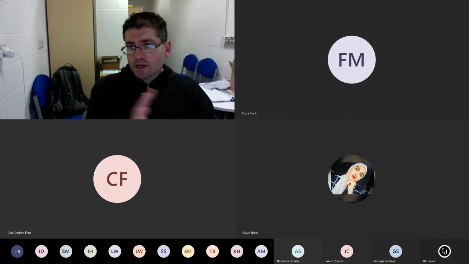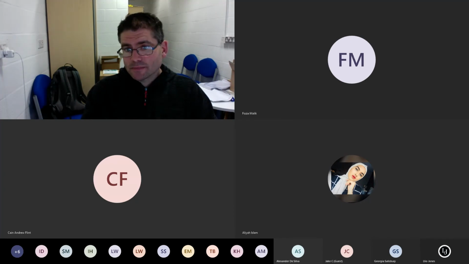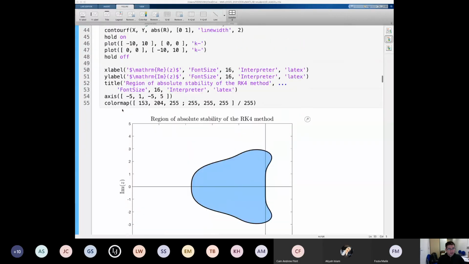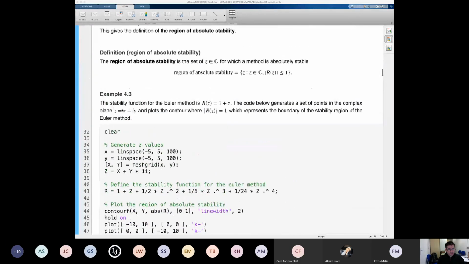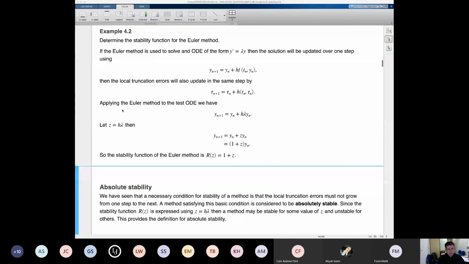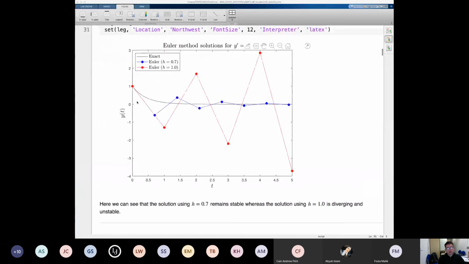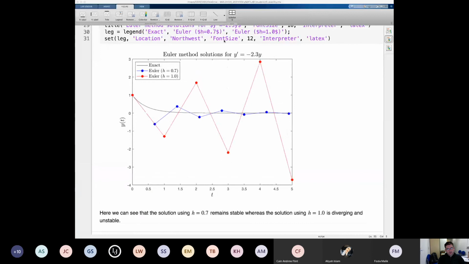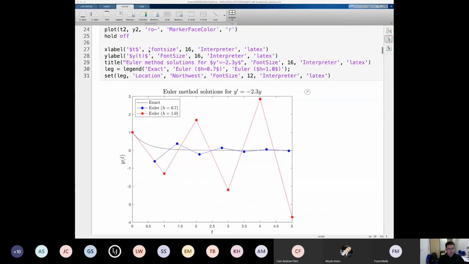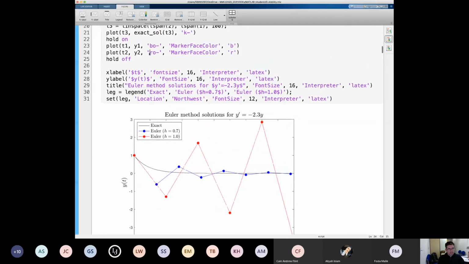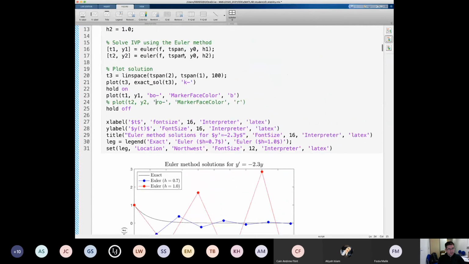Right. Last thing I want to show you, and just go back to that page. To be honest, I should have really started with this, so my apologies. Up here, here's an example of a solution using the Euler method for the ODE y' = -2.3y. So what I'm going to do here is only plot one at a time, because I want to show you something specific.